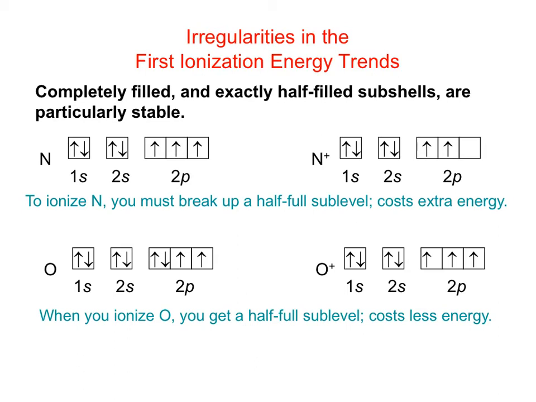And oxygen's outer electron configuration is 2p4, right? That's not filled or half filled. When I go to oxygen plus, it gets to have a half filled subshell. And so while it still costs energy to remove an electron from oxygen, it costs a little bit less than we might expect just based on effective nuclear charge. And so it's due to the special stability of half-filled and completely filled subshells that give rise to a lot of the exceptions that we see in the ionization energy trend.